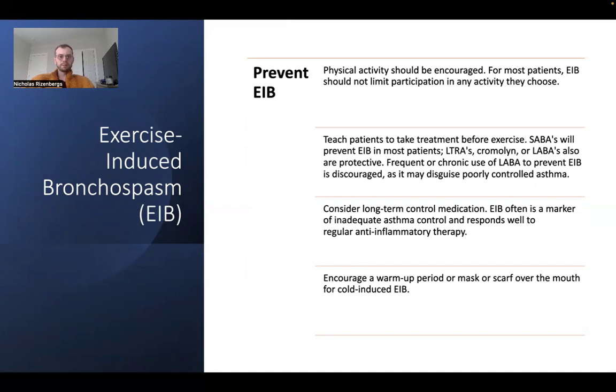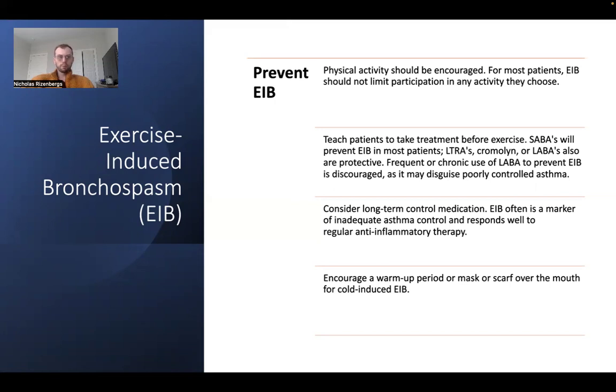We want to teach patients to take treatment before exercise. SABAs will prevent an exercise-induced bronchospasm in most patients. LTRAs, or leukotriene receptor antagonists, are a long-term one. Cromolyn or LABAs also are protective. Frequent or chronic use of a LABA to prevent EIB is discouraged as it may disguise poorly controlled asthma.